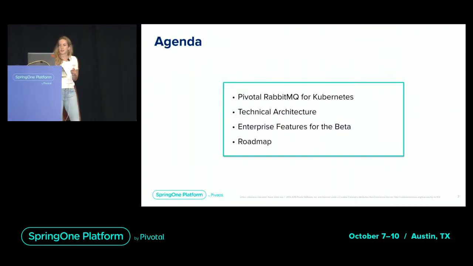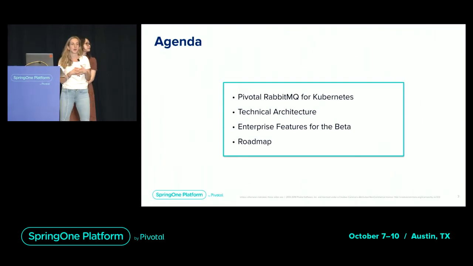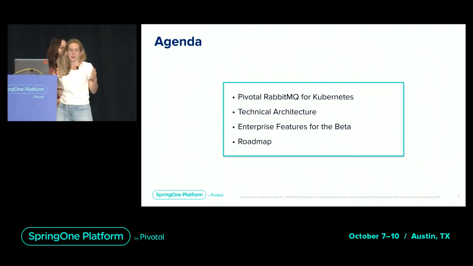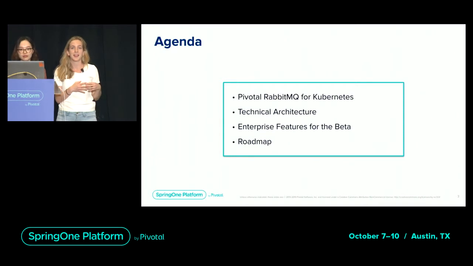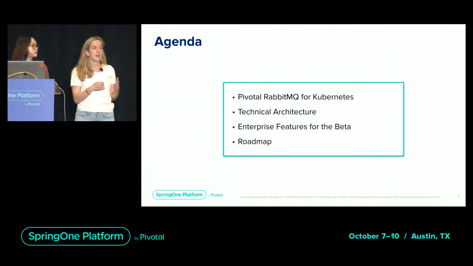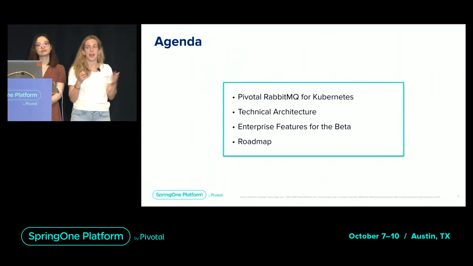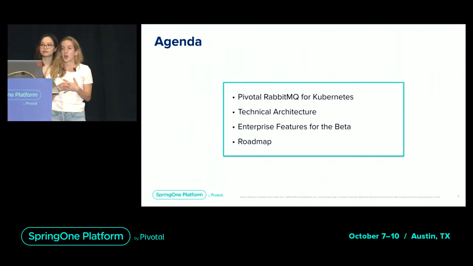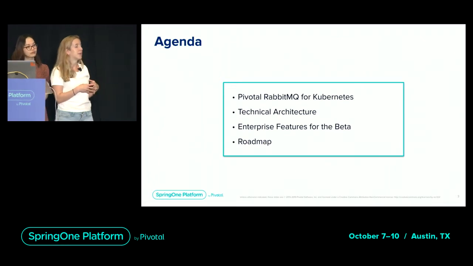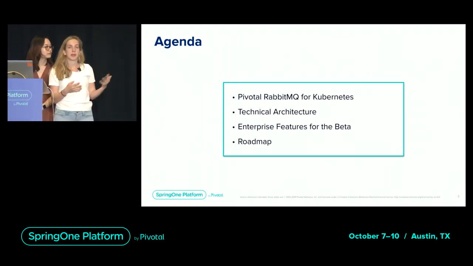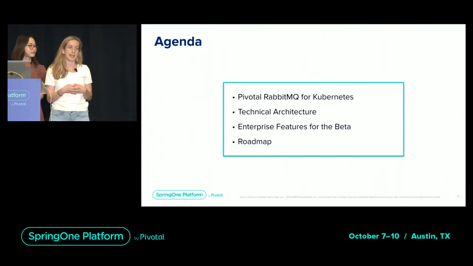Great. So in this talk, we're going to talk about the Pivotal RabbitMQ for Kubernetes product. We're going to talk quickly about RabbitMQ, just for those of you who maybe have not used it recently. We're going to talk briefly about Kubernetes and then about how we're bringing them together, as well as the technical architecture for the product that we have announced today. We're then going to talk about where the product currently is, what are the enterprise features that we have in it at the minute, and what were some of the complexities in implementing those features on Kubernetes, and then we're going to talk about the roadmap.